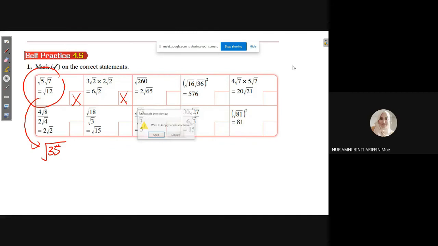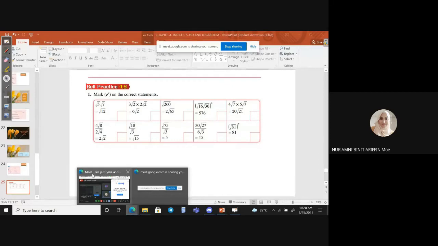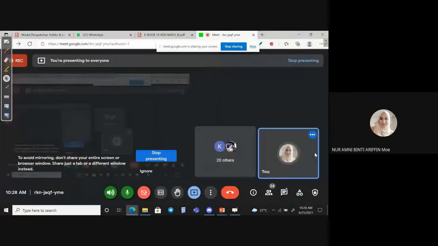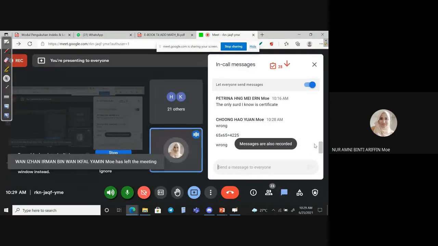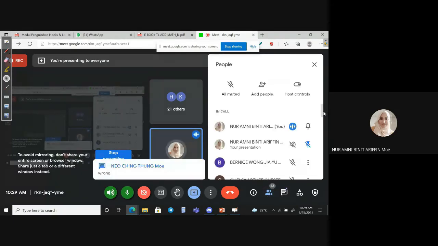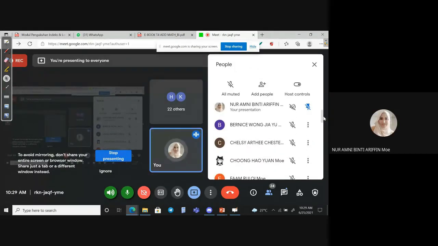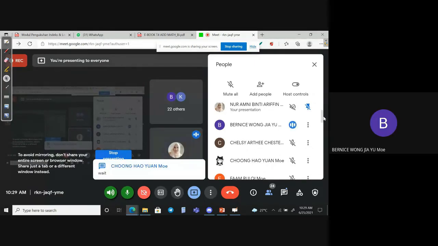Okay, I can't see because it will have Petrina again. Petrina, no, not Petrina. Wait. Not Petrina, Cintong. Why Petrina? Oh, Yuan said wrong. The only cert I know is certificate. Cintong, correct or wrong? Is Cintong here? Of course she's here. Wrong, Cintong, okay. Playing games behind. Okay, Bernice, correct or wrong? I don't know.